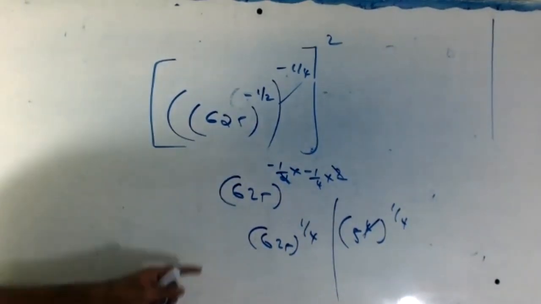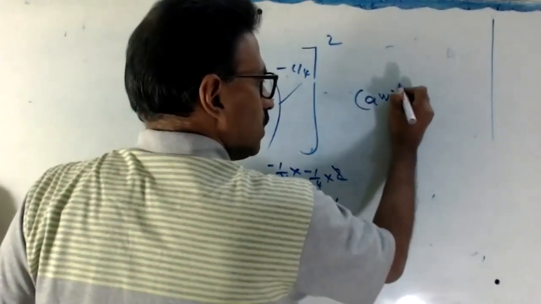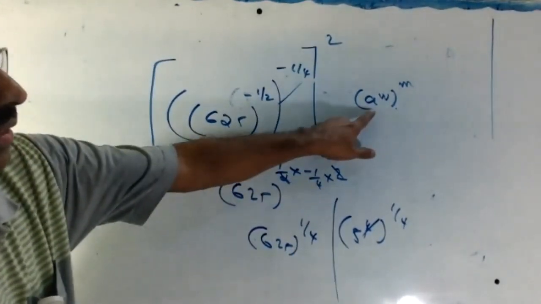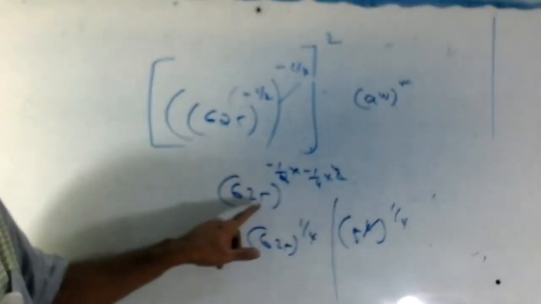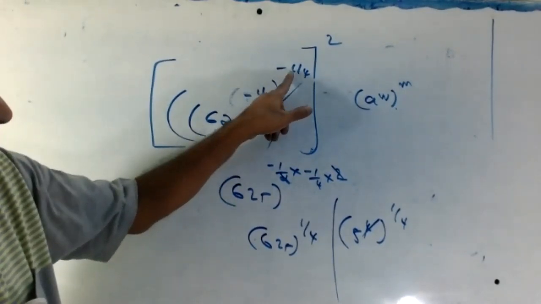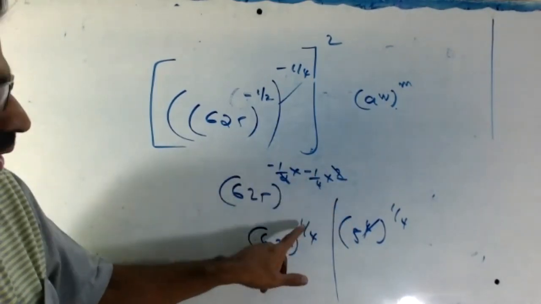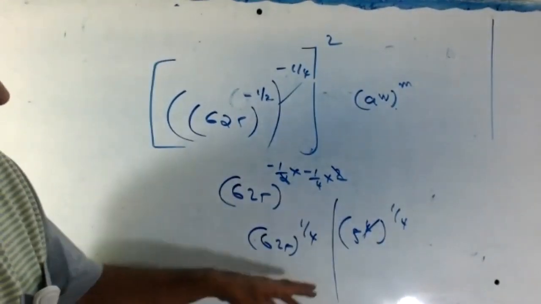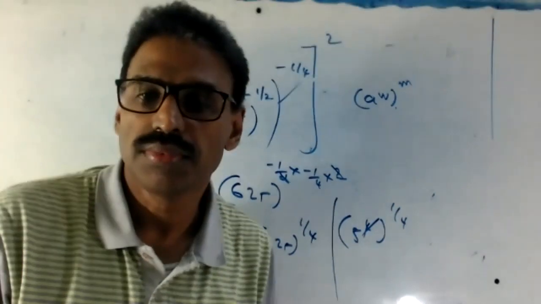Okay, look, a raised to n, all raised to m, what? n into m, right? Sonali, listen. A raised to n whole raised to m means n into m, just multiplication. So 625 raised to minus 1 by 2 into minus 1 by 4 into 2. Minus into minus is plus. These two cancel. So 625 raised to 1 by 4. 625 is 5 raised to 4, so this 4 and 4 cancel. Answer is 5 raised to 1, which is 5. Is it okay now?